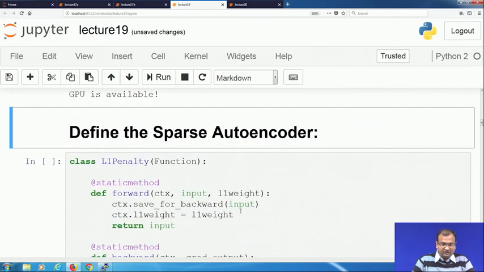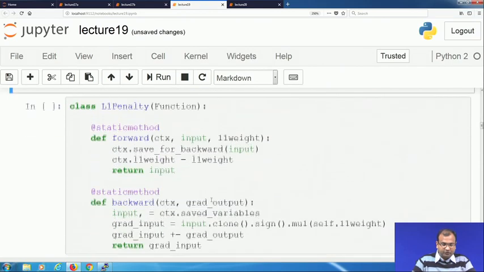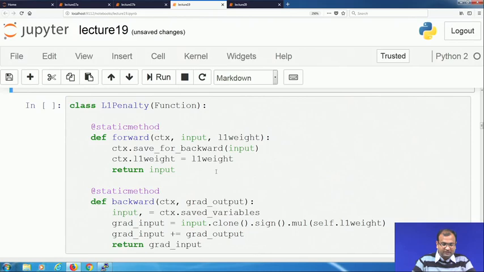Now we start with defining what comes down as a sparse autoencoder. You see 2 different parts over here. Initially I start by defining a newer kind of class, and the class which I define over here is called an L1 penalty.